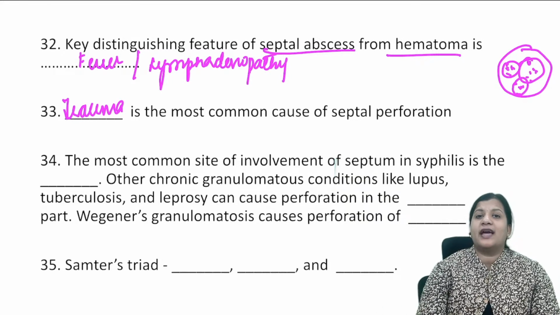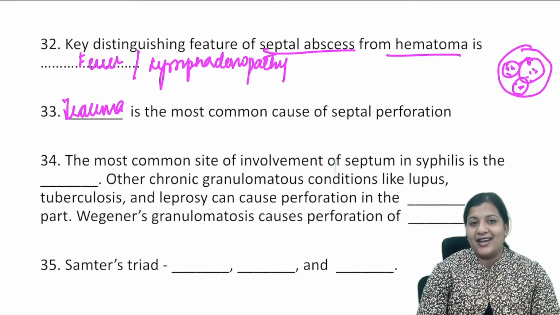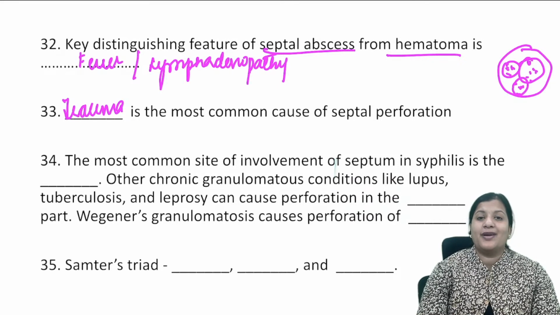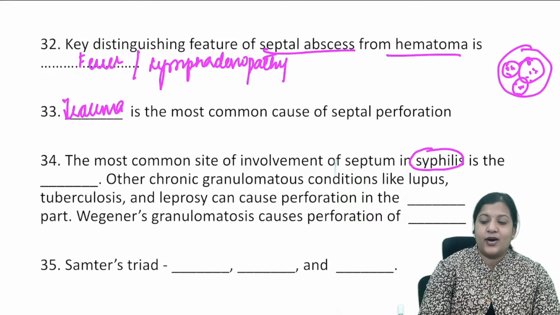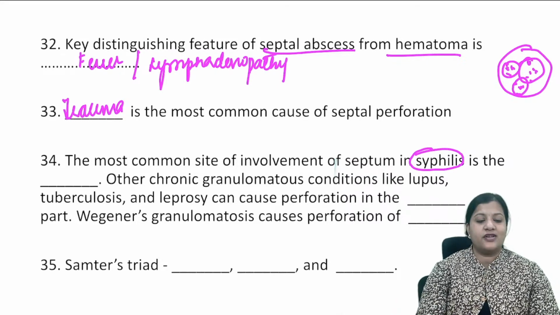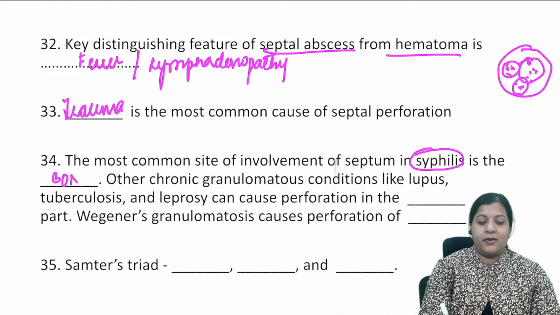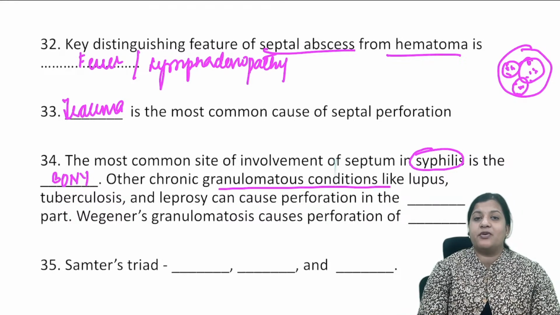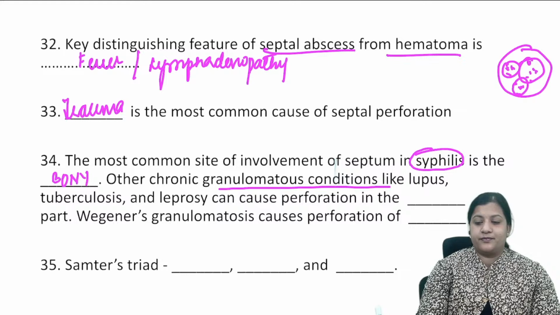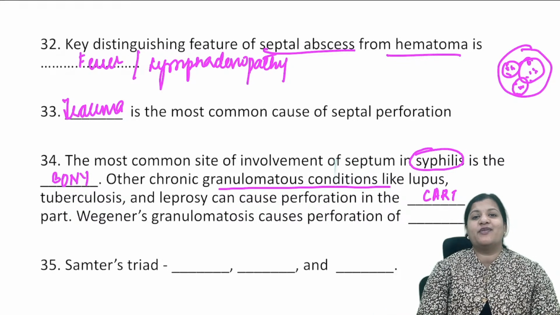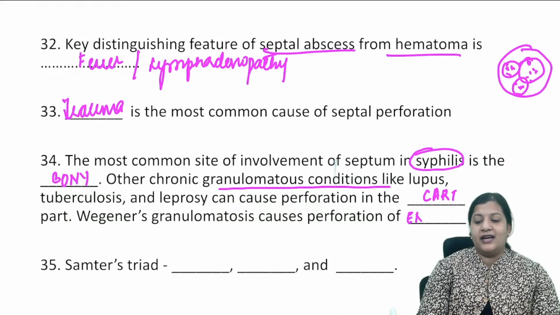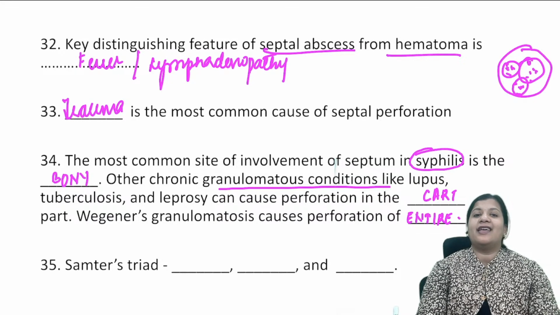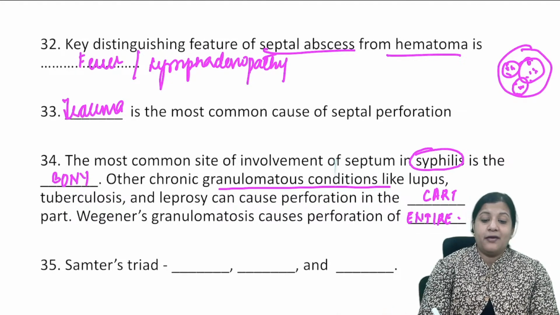The most common site of involvement of septum in syphilis is which part? Bony part or cartilaginous part? Quick, quick, quick. This is again a PYQ asked multiple times. In syphilis, which portion of the septum is affected? Bony part. In the rest of the other granulomatous conditions like lupus, tuberculosis, leprosy, it will affect which part? Cartilaginous part. And in granulomatosis with polyangiitis, it will cause perforation of the entire septum, the bony and the cartilaginous septum. This is again a PYQ.